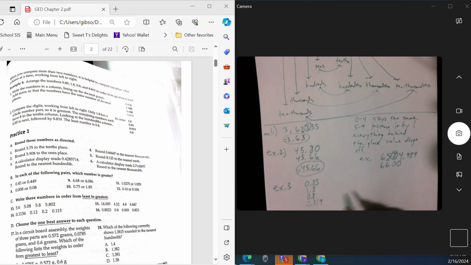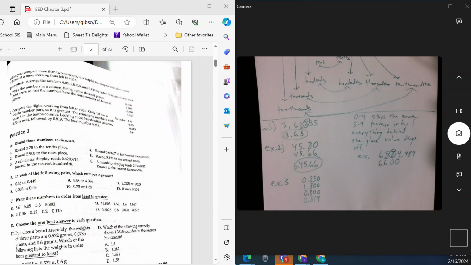0.819. Now we're going to add zeros here until we all have 3 digits behind the decimal, which we do. Okay, so now they want us to line these numbers from greatest to least. So we look in front of the decimal. We notice that there is only one different number in front of the decimal, and it's this 1. So we know this 1.8 is the largest number.